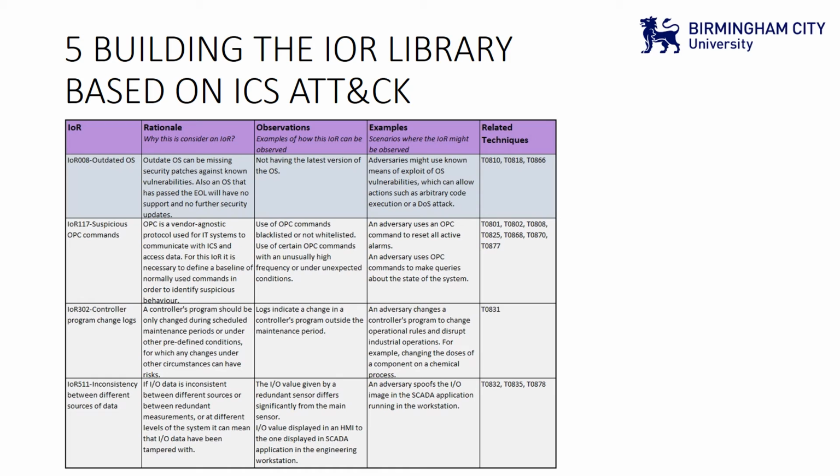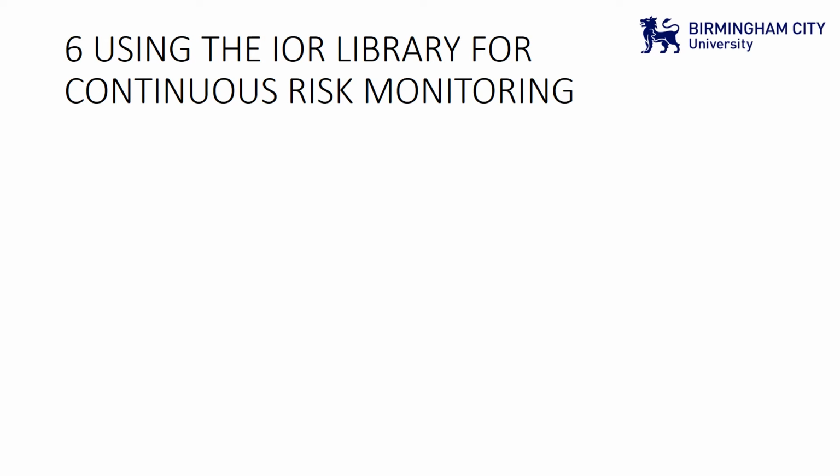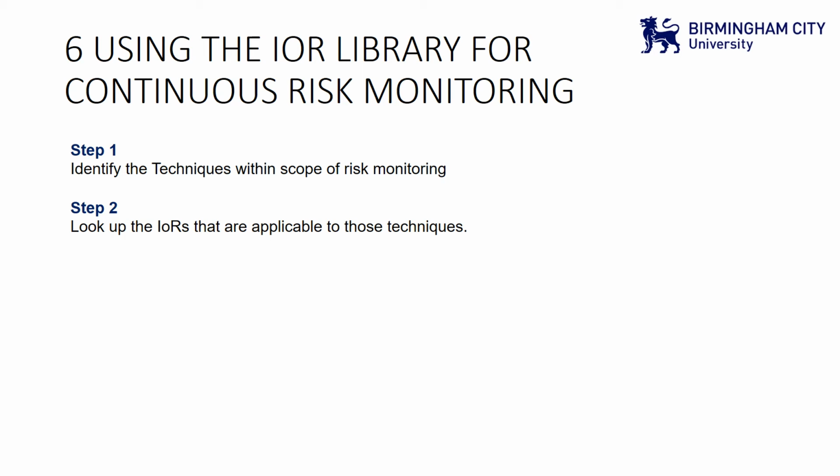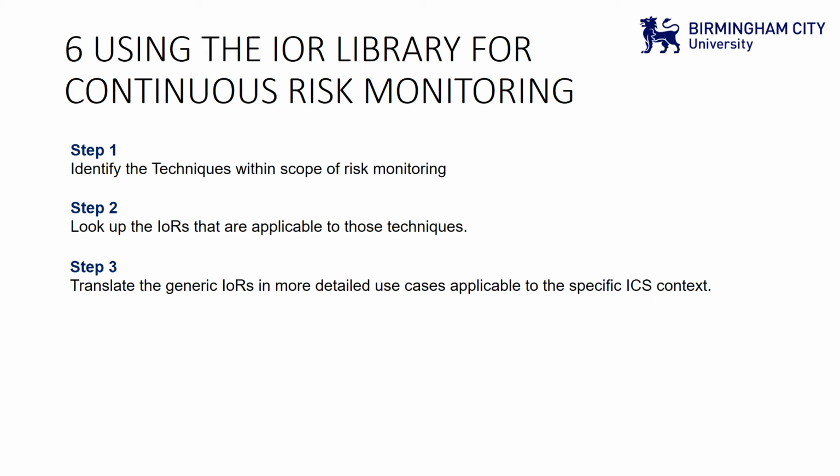So how do we use the indicator of risk library for continuous risk monitoring? Well, first we need to define the techniques that are within the scope of our risk assessment. Second, we look at the indicators of risk that are applicable to those techniques in the library. And we translate these generic indicators of risk into more detailed use cases that can be applicable to the specific ICS context in which we're doing the risk monitoring. Then we define which of them are feasible to monitor and how, given the available detection tooling and logs in the organization.